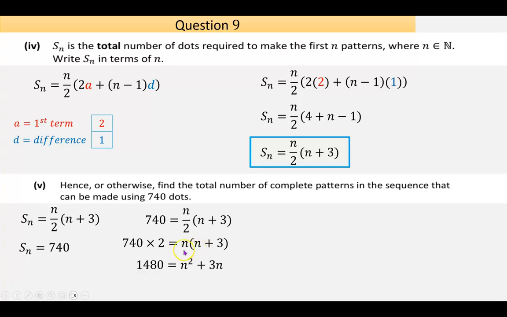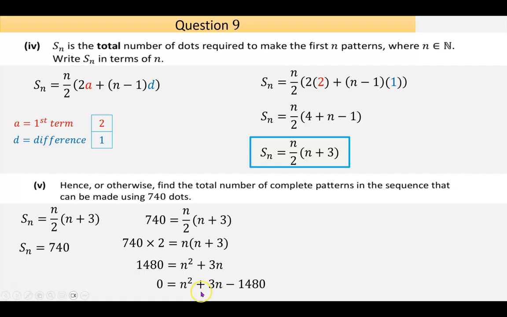And on the right hand side, I'm going to multiply out the brackets. n times n is n squared. n times 3 is 3n. Now, that's a quadratic. I know that because the biggest power is 2. I just have to solve it. Now, if you see a quadratic, you should always solve it.